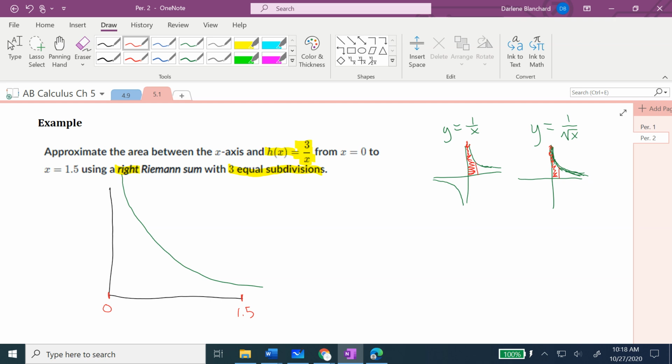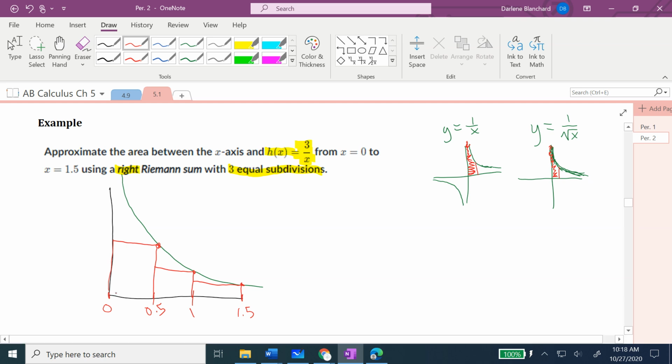Okay, 3 equal subdivisions. Have you found those numbers? So you've got a 0.5 and a 1. And it's a right Riemann sum. And you don't have to draw the graph accurately. In fact, you don't even have to draw the graph. You just have to understand what you are plugging in and where.